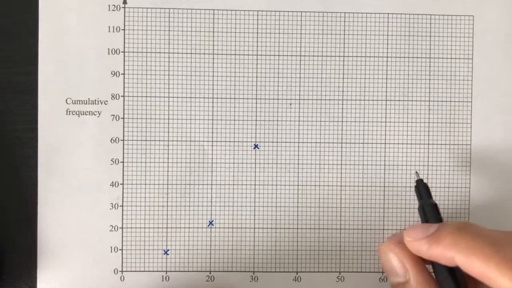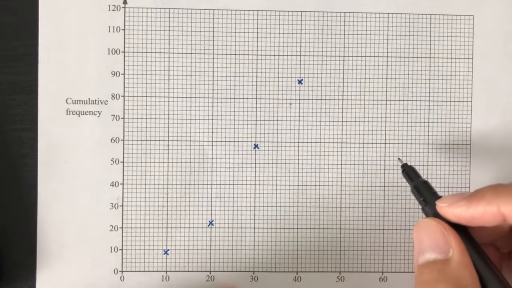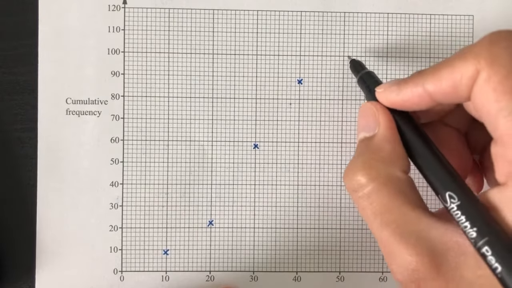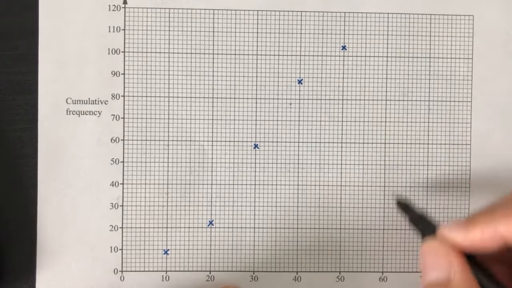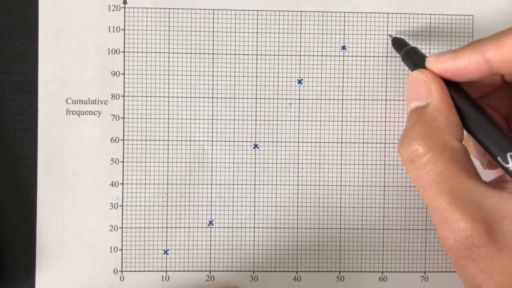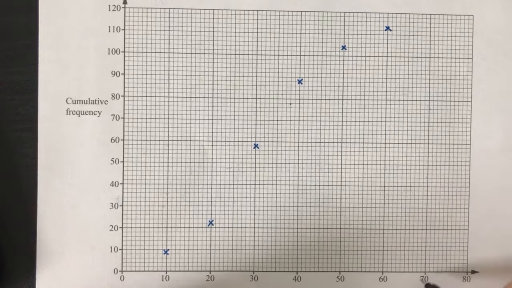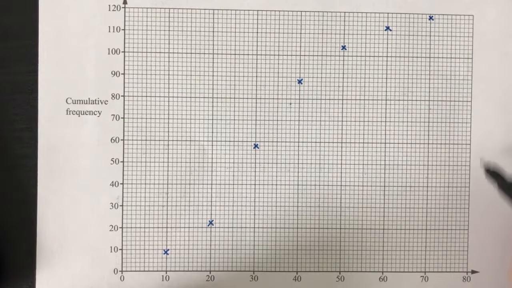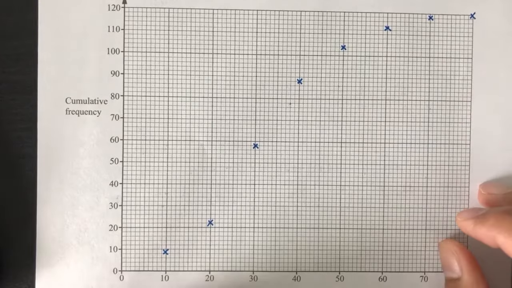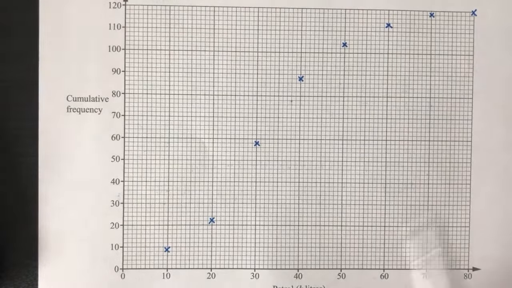Then we have 40, 88. 40, 88 will be here. Then we have 50, 104. That will be here. Then we have 60, 113. That should be about here. And we have 70, 118. That will be here. And the last one, 80, 120. Okay, so let's join those, this curve, as smoothly as we can.